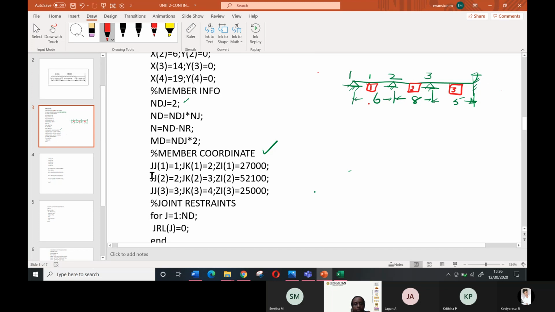So that's what I have done here. J of 1 is equal to, that is the first joint. The first joint is connected with 1. JK means the other end.